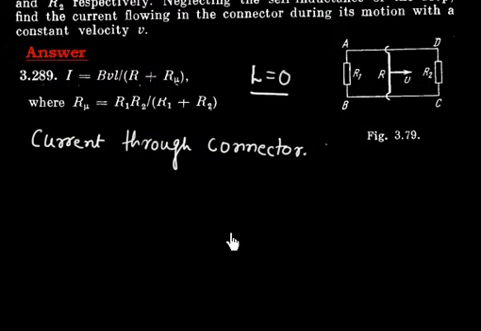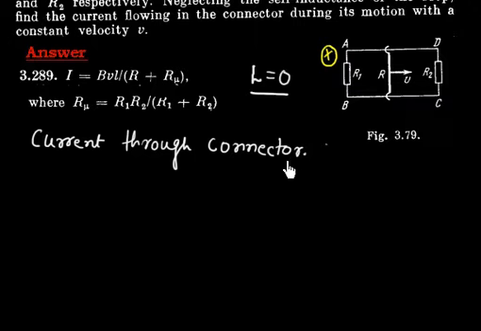Let me first make the electrical circuit for this system. If it's moving this way, there is induced EMF BLV. I know the connector length is L, and in this whole region we have a magnetic field. So I know B, so I know BLV. This is the induced EMF. If I write this as an equivalent electrical circuit, it will look something like this.